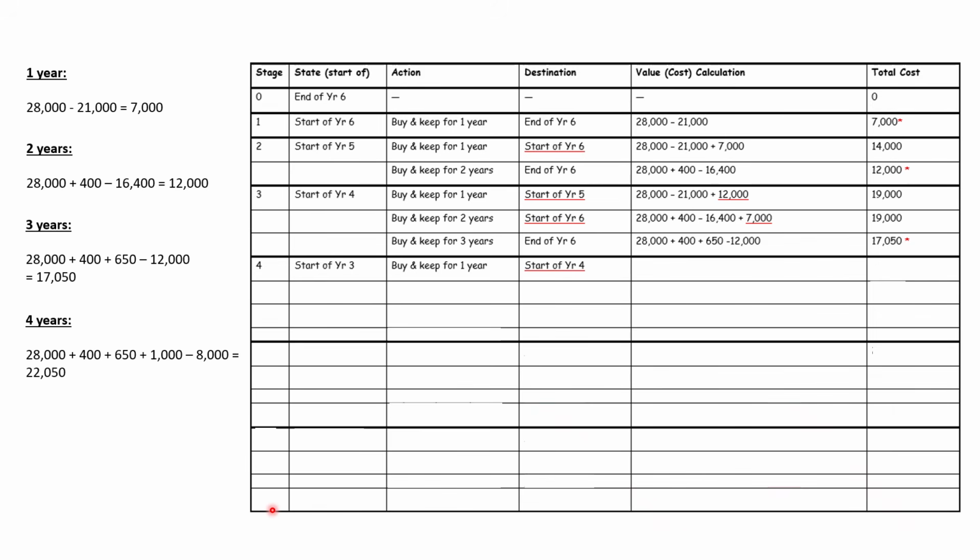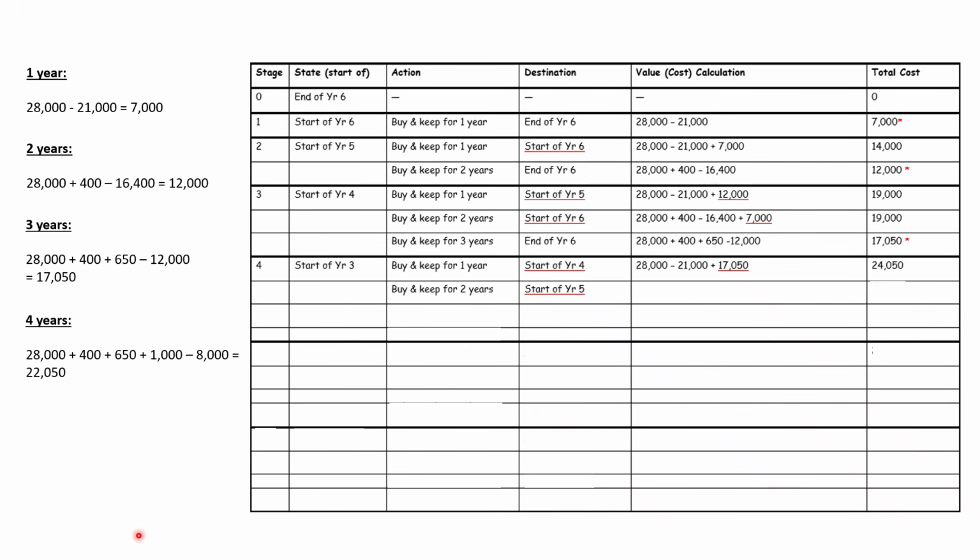So we can buy and keep it for a year. That will bring us to the start of year 4. So if we're talking about the start of year 4, it links to here. So we have a 17,050 to bring in. So we have our 7,000 plus 17,050, which gives us our 24,050.